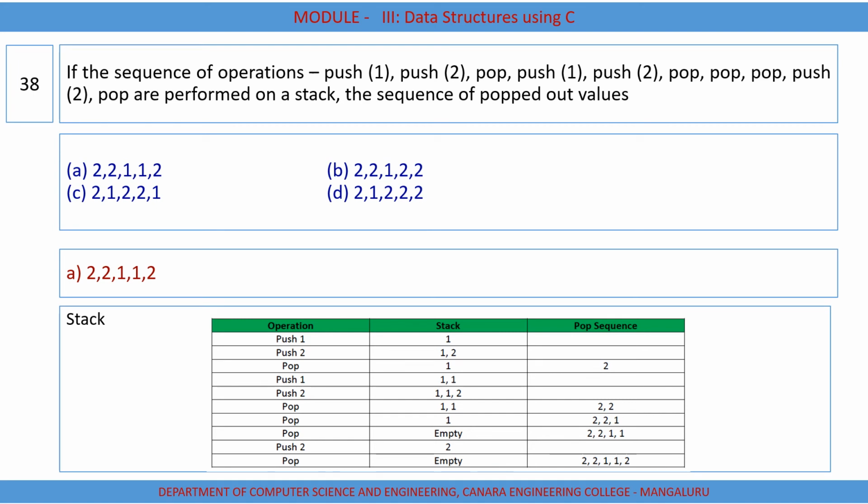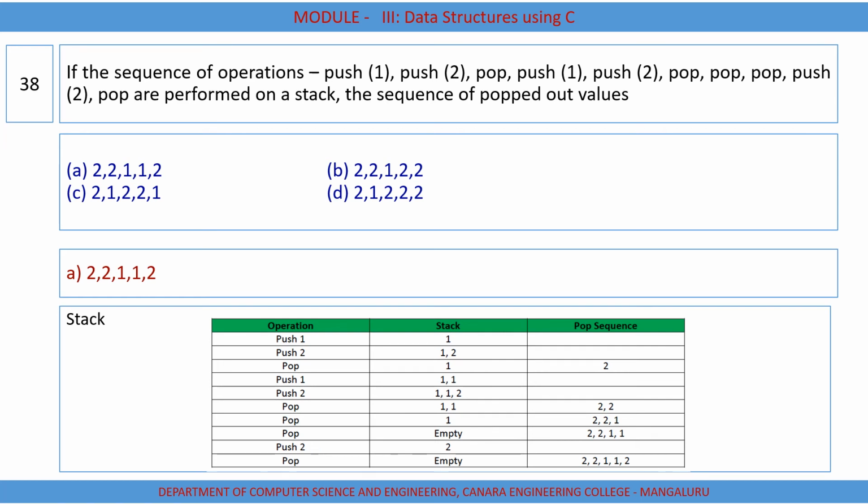In the first operation, push 1, so in the stack you have a 1. Push 2, so you have in the stack 1 and 2. Next pop 1, so the top element, 2, is popped. Then push 1, so 1, 1 in the stack. Push 2, so 1, 1, 2, and the top of the stack is 2. Next pop 1.